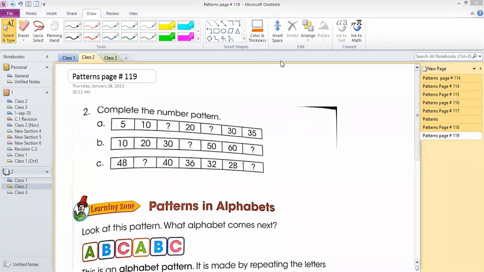In question number 2, guys, this is very easy. What we have to do? We just have to complete the pattern. We just have to identify the pattern and write the missing number.